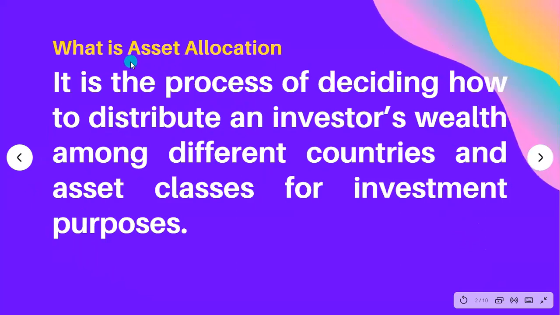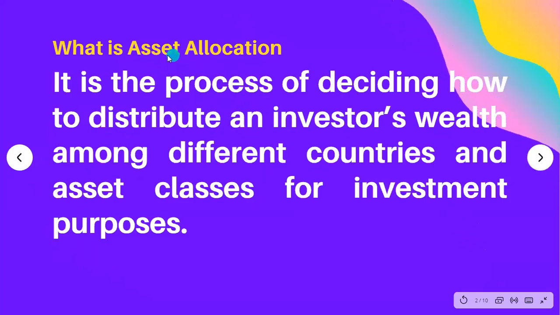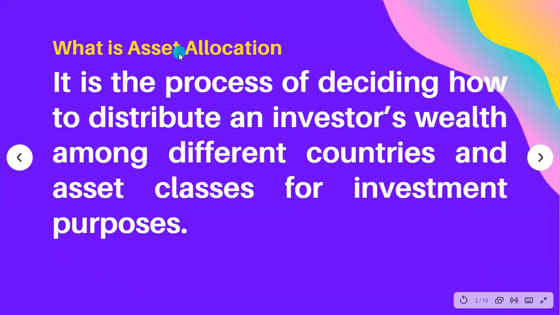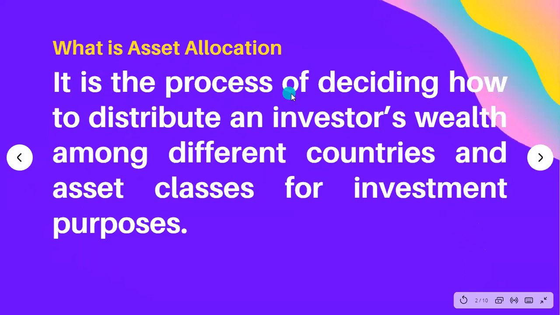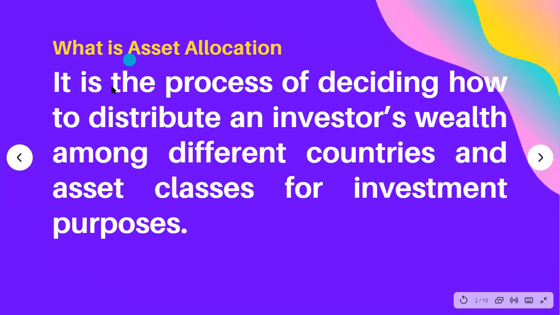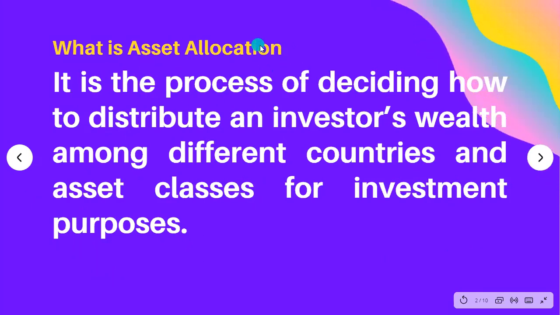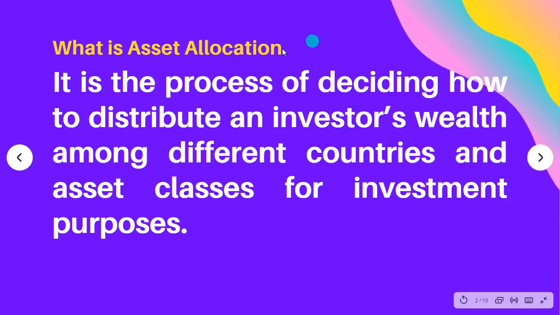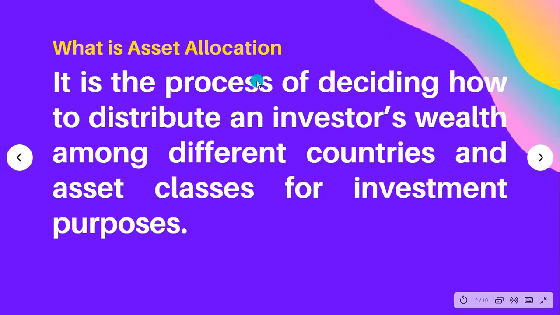So what do we mean by asset allocation? Asset allocation means allocating assets. This is the process of deciding how to distribute an investor's wealth among different countries and asset classes for investment purposes. So asset allocation is like a problem of the rich. I have a lot of money, where should I put my money, where should I invest? Okay, so that's what we call asset allocation.